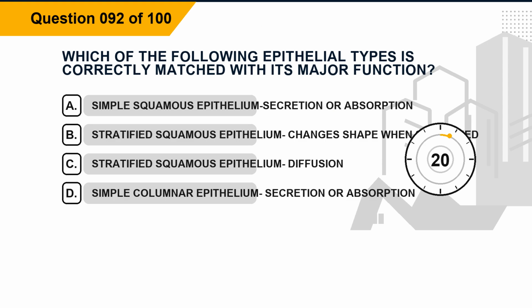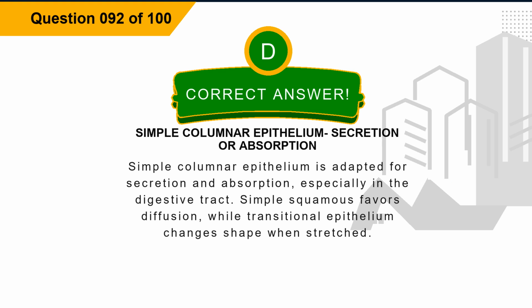Question 92. Which of the following epithelial types is correctly matched with its major function? Option A, simple squamous epithelium, secretion or absorption. Option B, stratified squamous epithelium, changes shape when stretched. Option C, stratified squamous epithelium, diffusion. Option D, simple columnar epithelium, secretion or absorption. The correct answer is option D, simple columnar epithelium, secretion or absorption. Explanation. Simple columnar epithelium is adapted for secretion and absorption, especially in the digestive tract. Simple squamous favors diffusion, while transitional epithelium changes shape when stretched.